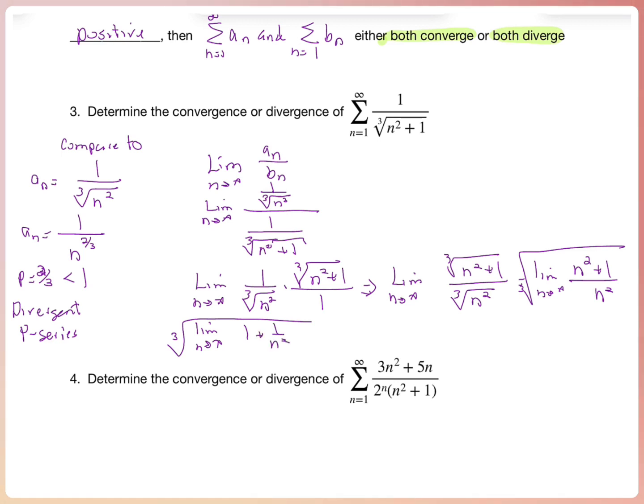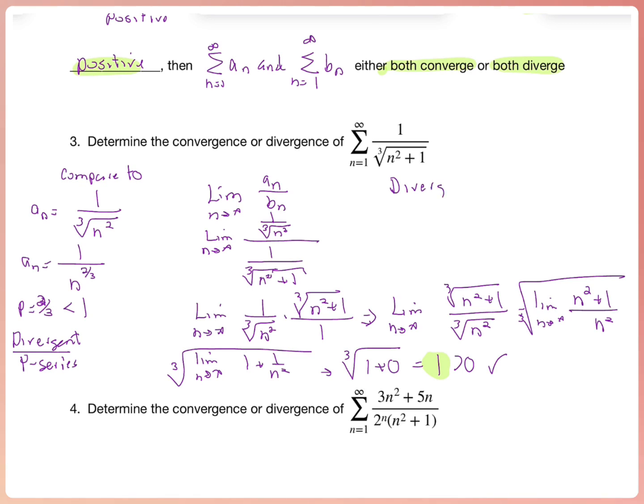And the limit of 1 is 1. The limit of 1 over n squared is 0. So I have the cube root of 1 plus 0. The cube root of 1 is 1. 1 is a finite positive number. So we have a true statement here, so this test works. So since I was comparing this to a divergent series, I can conclude that this series diverges by the limit comparison test.